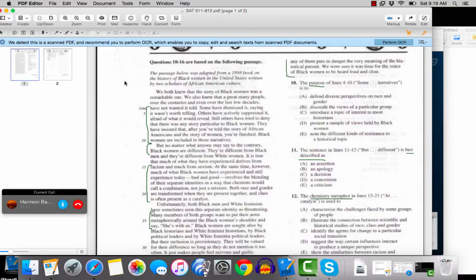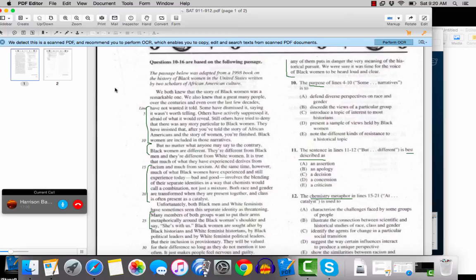Now we start looking at the passage, and we never want to skip the italicized part either, because this is going to tell us, of all the topics in all the world, this topic is about blank. This essay is about blank. So the passage below was adapted from a 1998 book on the history of black women in the United States, written by two scholars of African American culture.